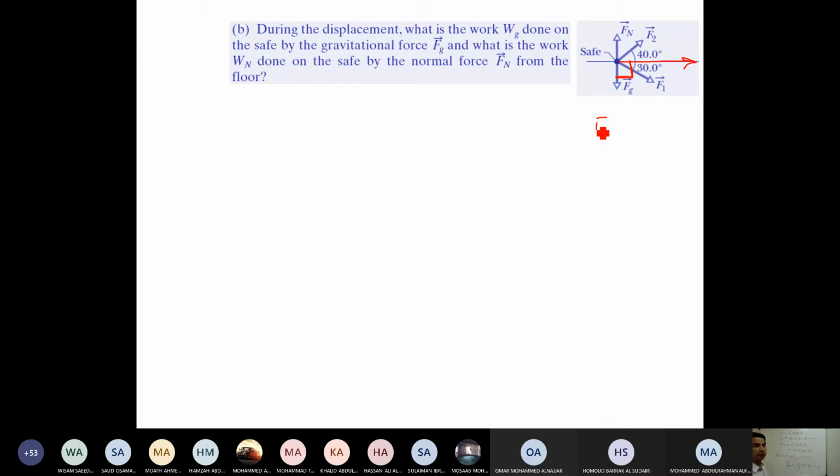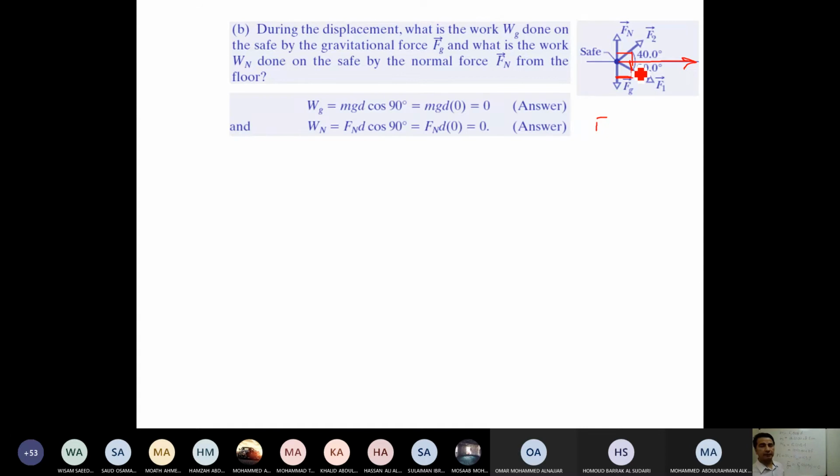Either going in from the components like this, or just saying the angle between the displacement and the force is 90, therefore the work done by the gravitational force is 0. The same is true for the normal force. The angle between the normal force and the displacement is 90, the work will be 0. The detail is here, okay?